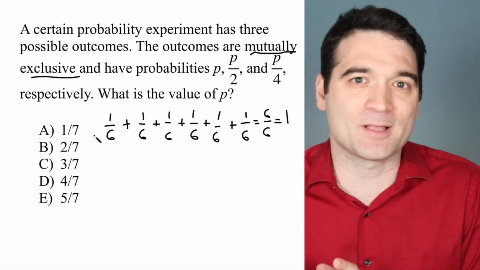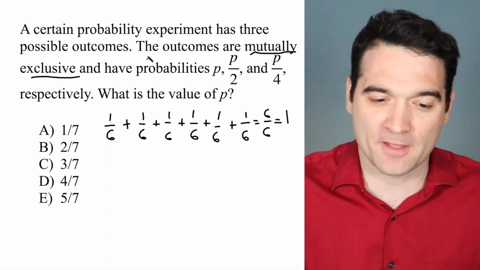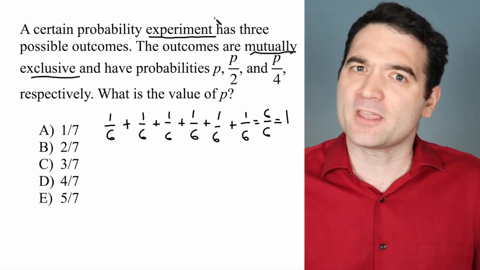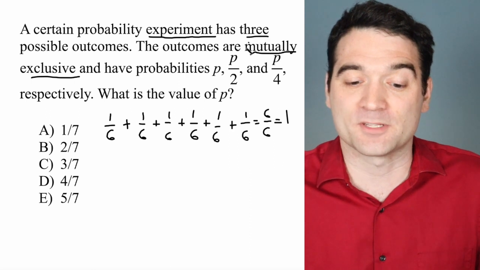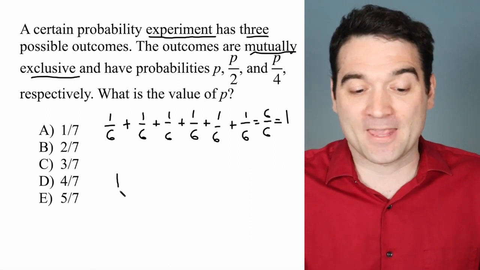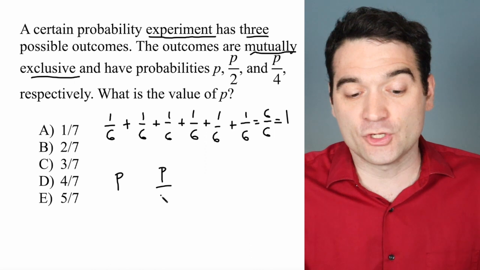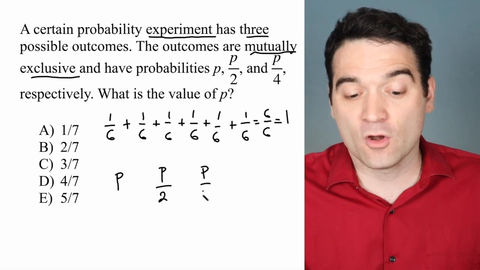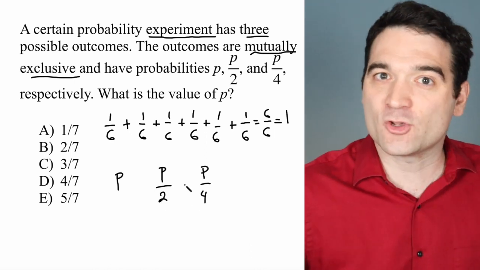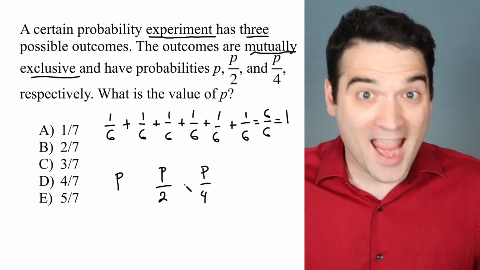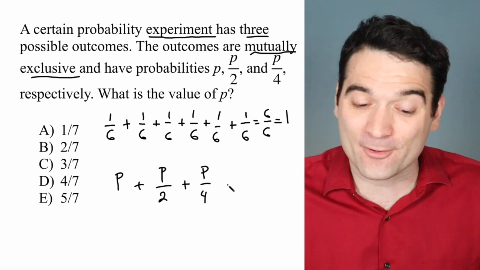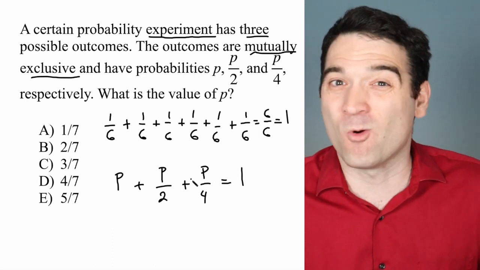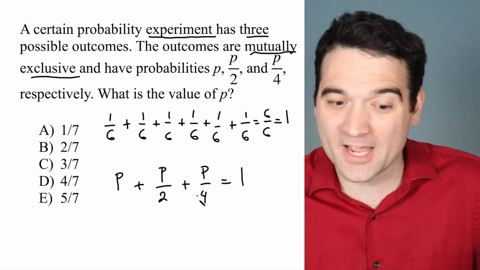Well, let's take this same concept and apply it to this particular experiment. We can think of it like a 3-sided die, right? There are 3 possible outcomes that are mutually exclusive: P, P over 2, and P over 4. Since these are the only 3 outcomes and they're mutually exclusive, if I add them all together, they should equal 1, right? Or 100%.